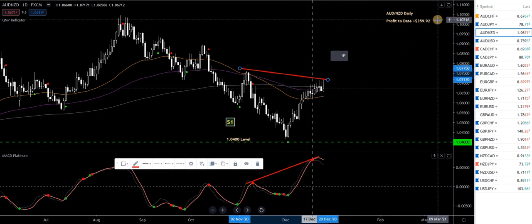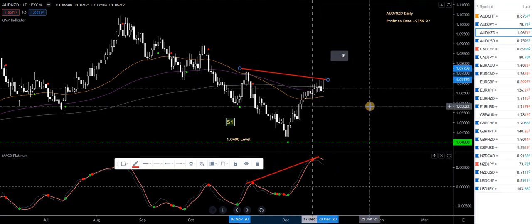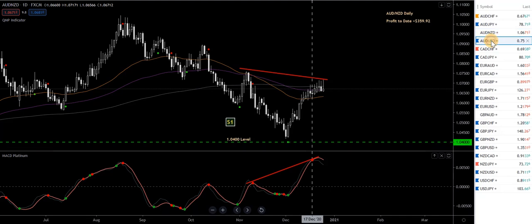Yeah, so no trades on at the moment. It's a slow moving pair. It's a pretty easy pair to trade, so I don't mind trading it. That's the Aussie New Zealand.